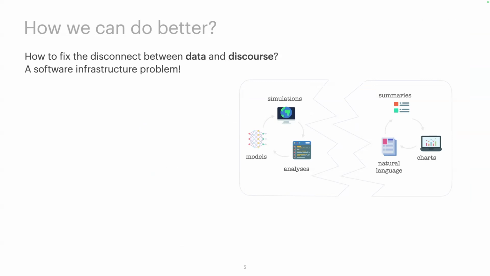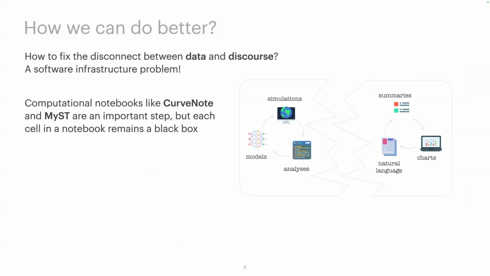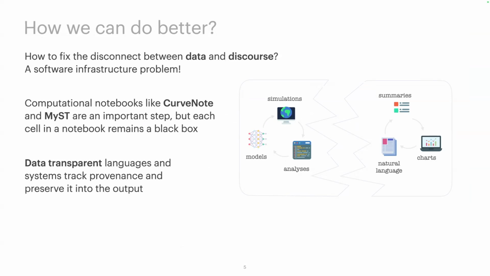So I think we can think of this as a software infrastructure problem. Computational notebooks are a step towards addressing this, but each cell in a notebook still operates as a black box. So what I'm going to introduce in this talk is the idea of a transparent programming language. A transparent programming language retains metadata about execution into the final artifact, and then uses that additional information to support provenance queries directly through the artifact.